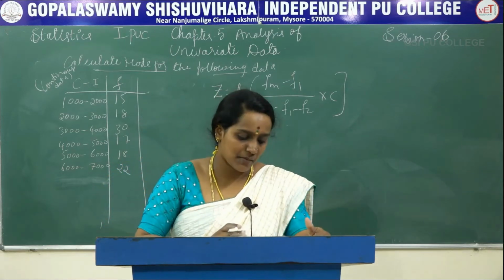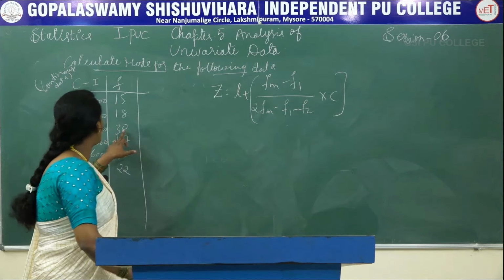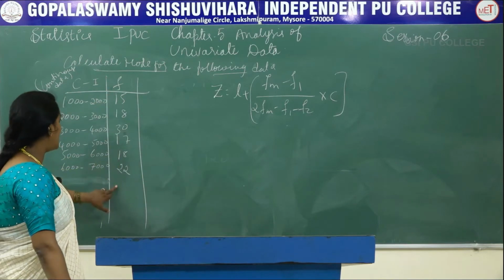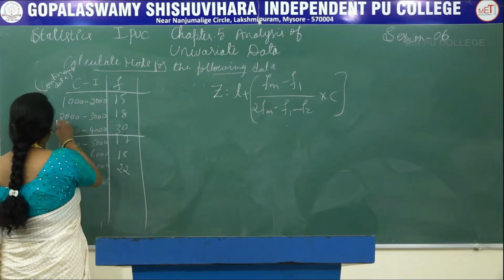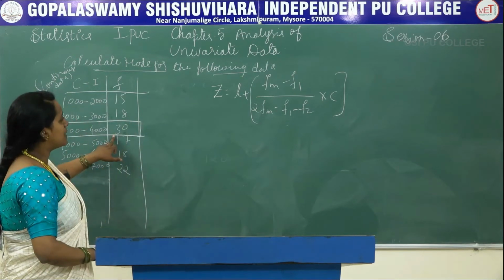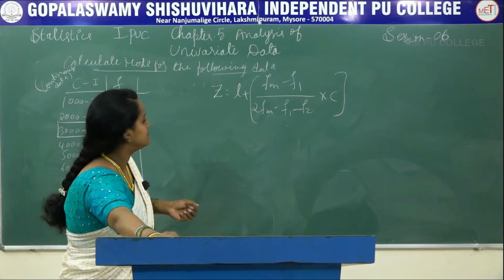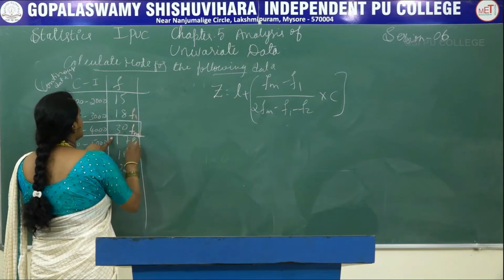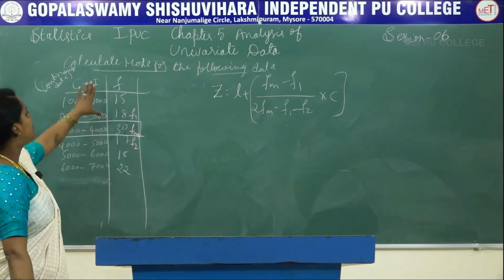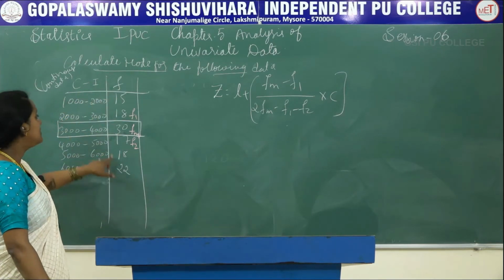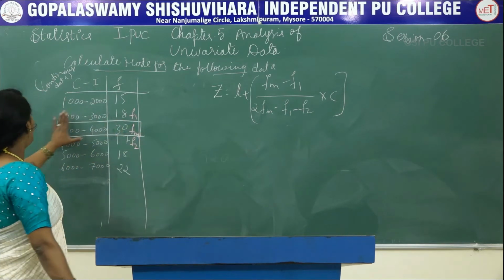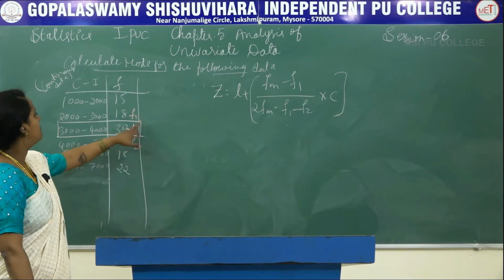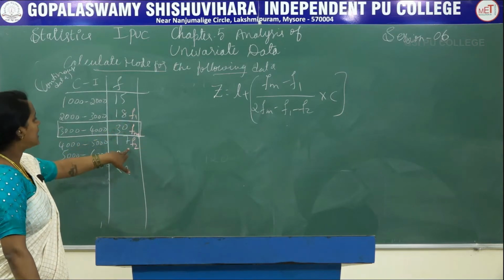Here Fm is the frequency of the modal class. First, we have to see the highest frequency in this column. The highest frequency is 30. You just block this, this is your Fm, the maximum frequency. The frequency before that is F1, and the one after that is F2.